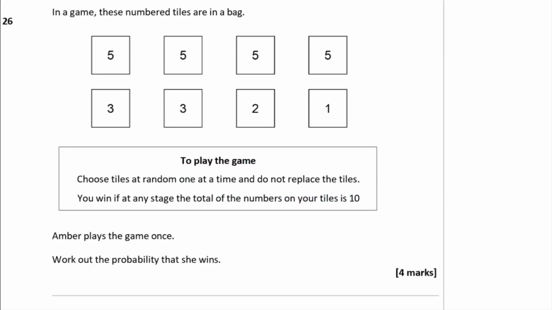In a game, these numbered tiles are in a bag. Got 4 5s, 2 3s, a 2 and a 1. So how do we play this game then? Choose a tile at random, one at a time, and do not replace the tiles.